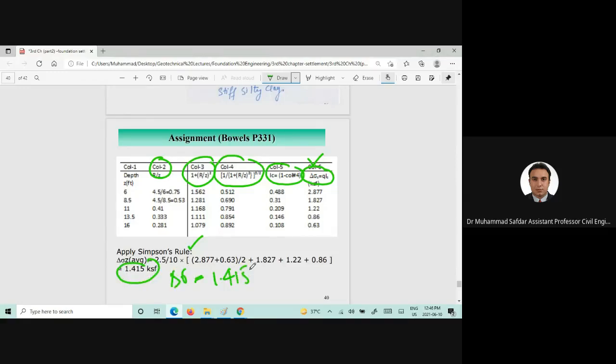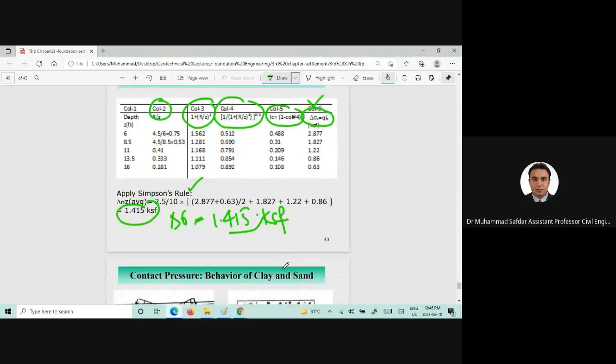And you can clearly see the difference in the delta sigma. A slight difference is there, and that's because we found it first for the rectangular, and now we are finding it for the circular footing. And this is the circular footing method.